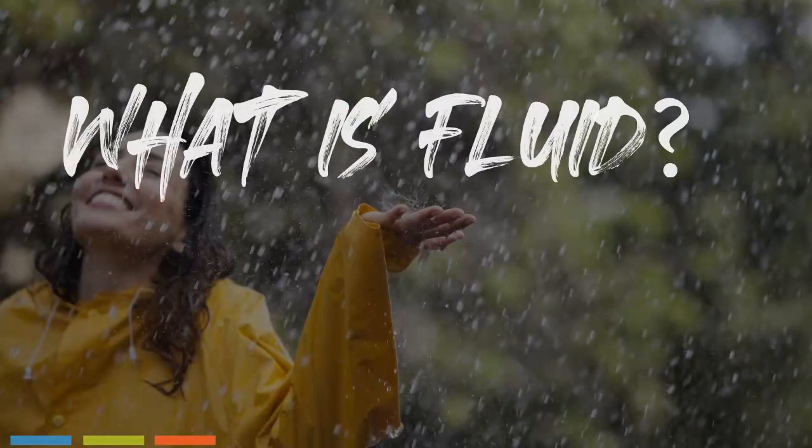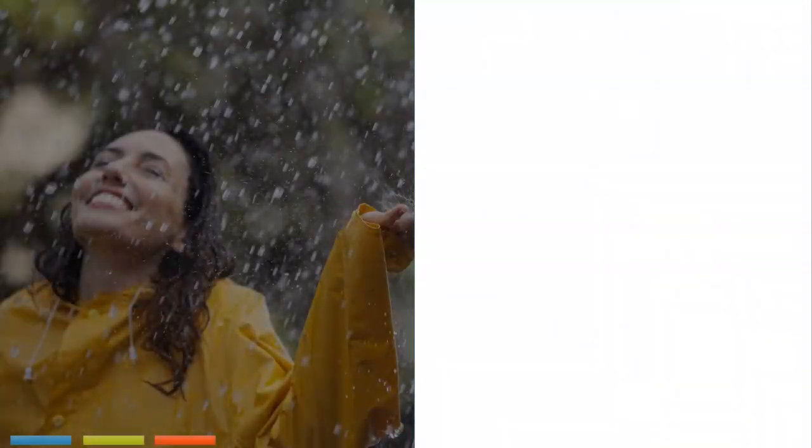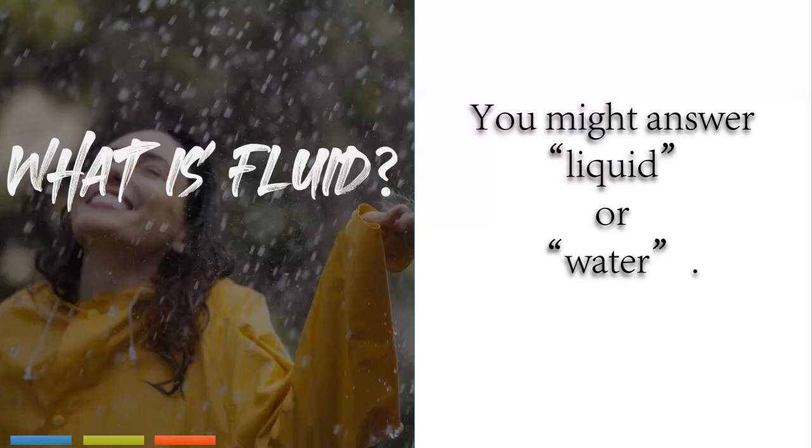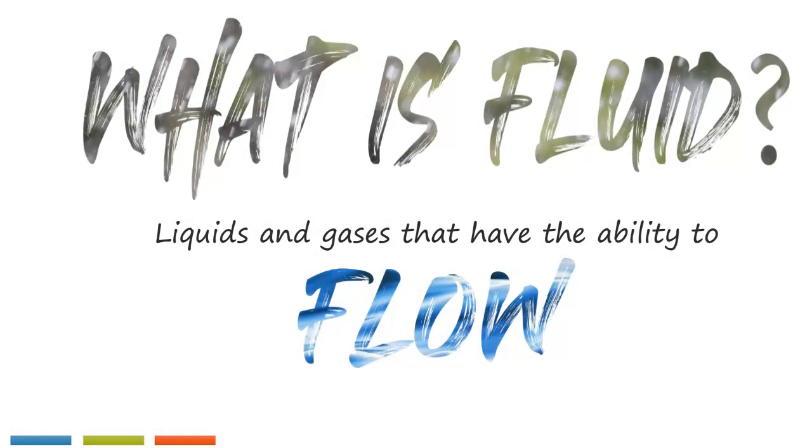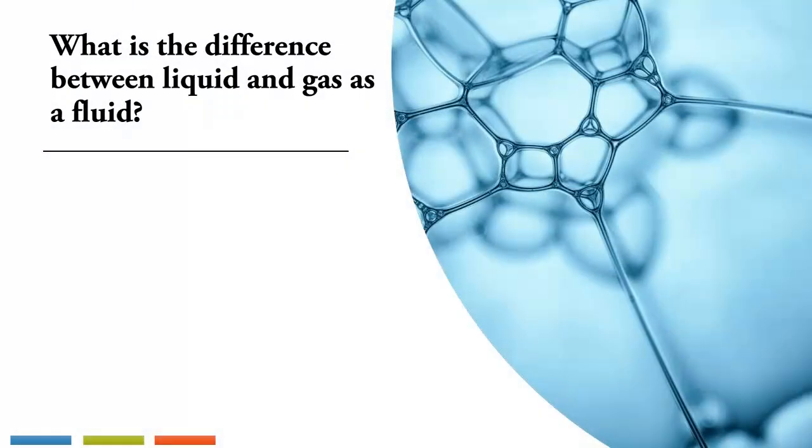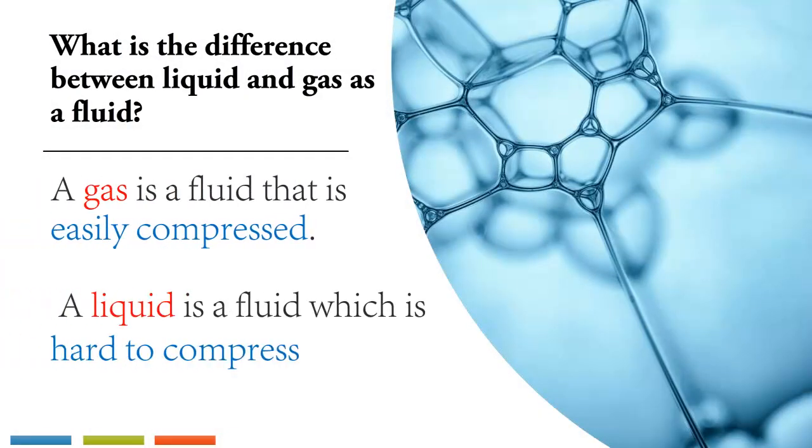What is fluid? You may answer liquid or water as an example. You get the idea, but it is not complete. Fluids are liquids and gases that have the ability to flow. What describes fluids is the word flow. Since fluid is composed of gas and liquid, what is the difference between liquid and gas as fluid? A gas is a fluid that is easily compressed, while liquid is a fluid which is hard to compress.